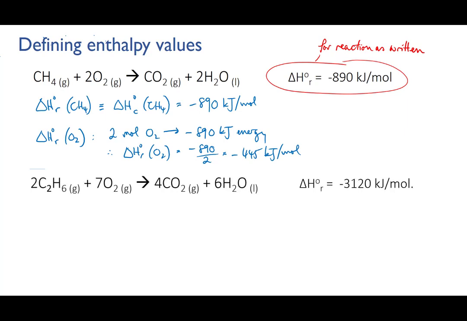Here's another combustion example, ethane gas burning in oxygen. Notice that this balanced reaction has 2 moles of ethane reacting with 7 moles of oxygen. When we run this reaction with those amounts of reactants, we measure 3,120 kilojoules of energy being released. So what is the enthalpy of combustion of ethane? Well, 2 moles of ethane produces 3,120 kilojoules of energy when it reacts. So the enthalpy of combustion of ethane is 3,120 divided by 2. That is minus 1,560 kilojoules per mole of ethane. And if we wanted to know the enthalpy of reaction relative to the oxygen, we could easily calculate that also.